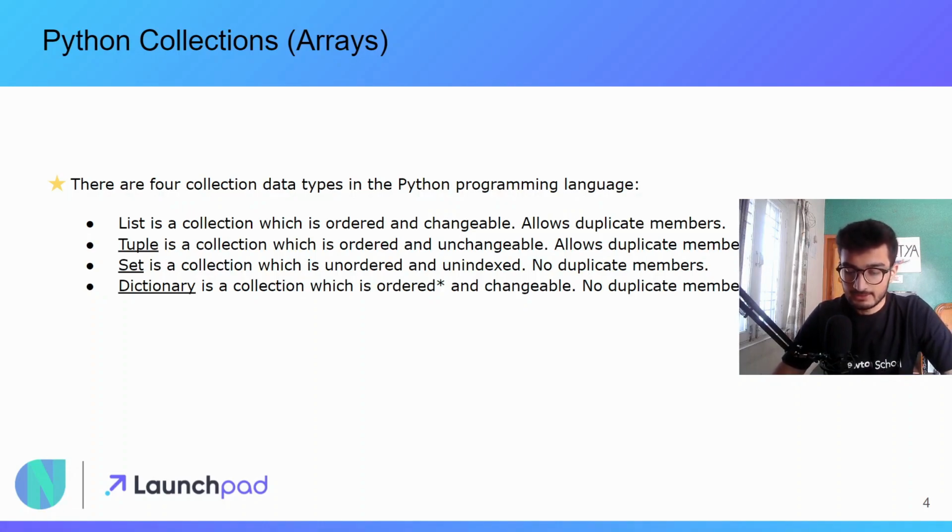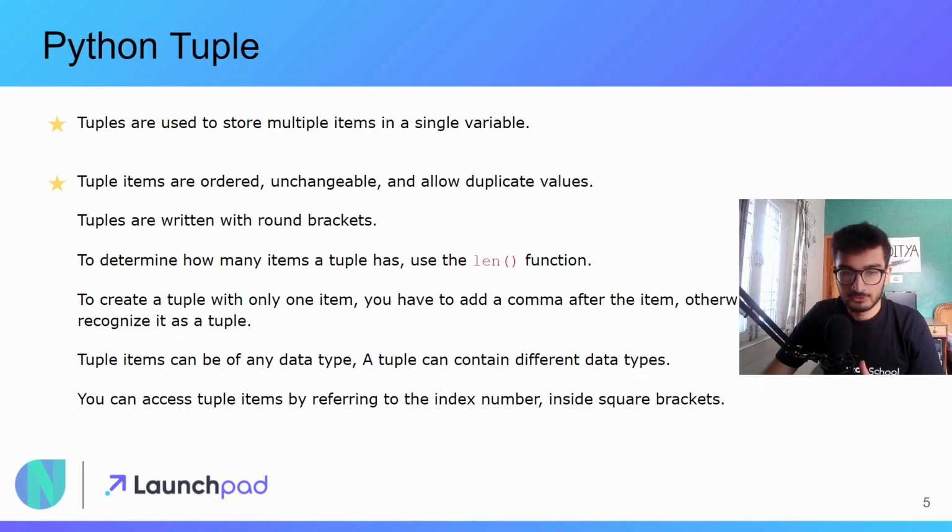Let's get started. So we are talking about Python collections, and we have seen lists in Python along with the different methods in the previous video. In this video, we'll get started with tuples. It is a collection which is ordered and unchangeable. Unlike lists, which were changeable, as in you can change the different elements, tuples are not changeable. Once they are made, they cannot be changed. They also allow duplicate elements.